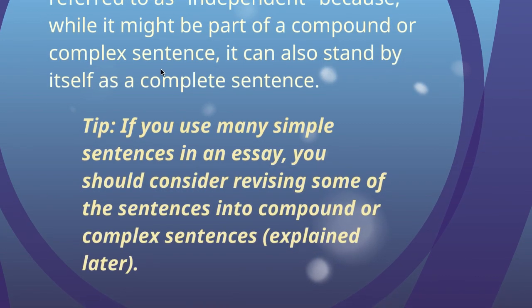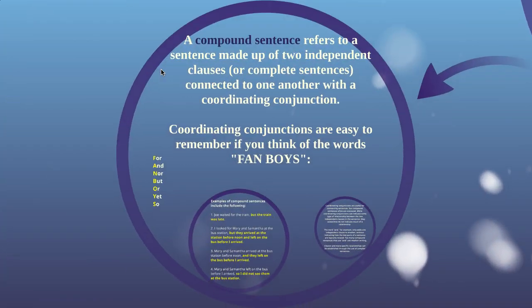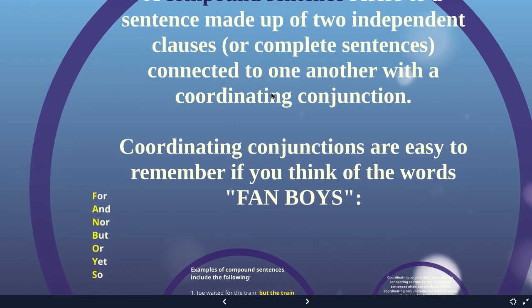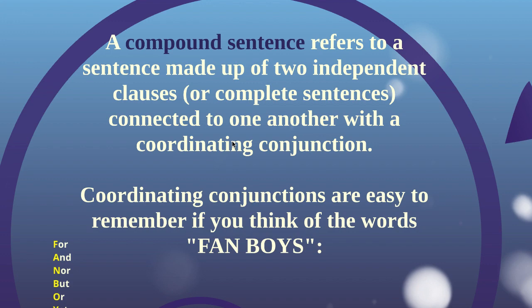If you use a lot of simple sentences in an essay, consider revising some of them into compound or complex, which we're going to get into, and honestly, I'm going to make you do anyway. Compound sentence, all right? This is a sentence that is made up of two independent clauses or complete sentences, and they're connected to one another with what is called a coordinating conjunction. The word but would be one of those.